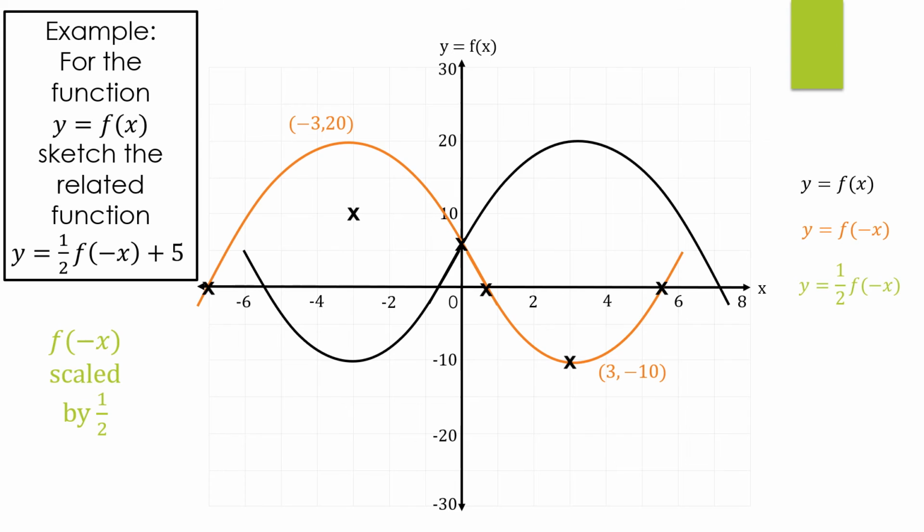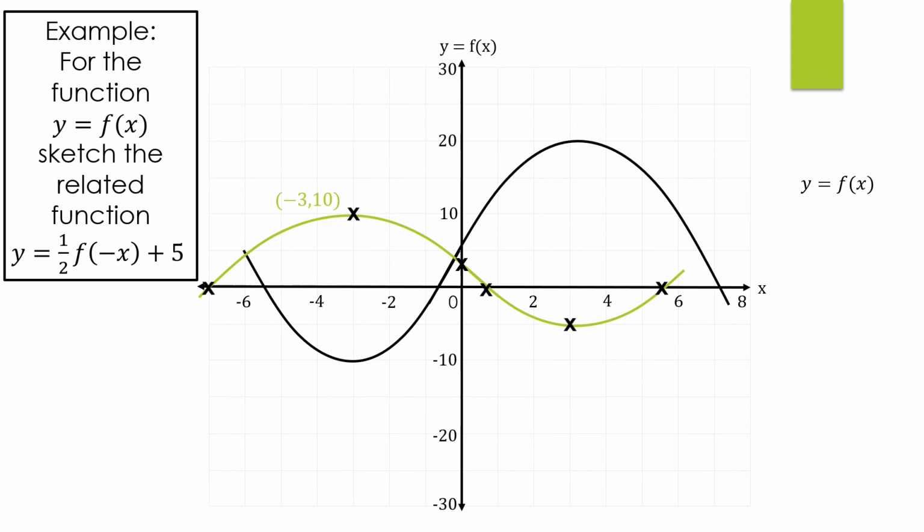So our negative 3, 20 is going to become negative 3, 10, and our 3, negative 10 is going to become 3, negative 5, and then we can't forget about our y-intercept, which is at 0, 6, so that's going to go to 0, 3. Right, now we're going to draw the curve in, and we're going to label these new points so that we know where we're going next.